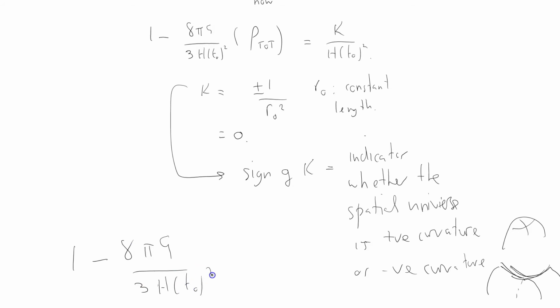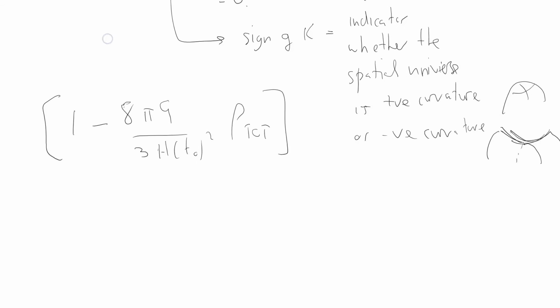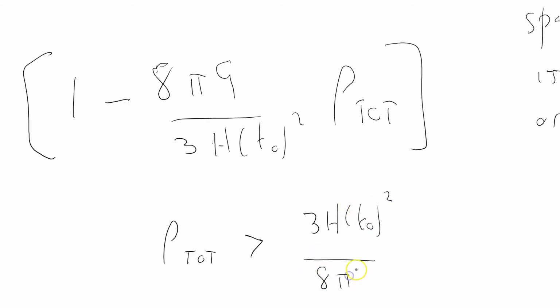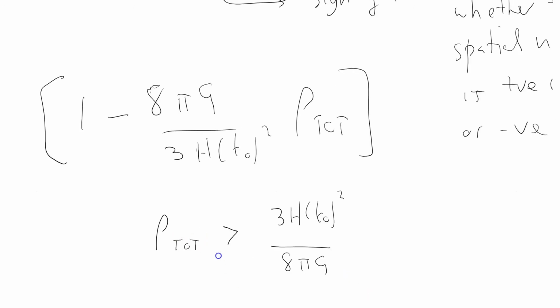So going back to this equation, we've got 1 minus 8 pi G over 3 H of t0 squared times rho total equals something whose sign gives you the curvature of the universe, because that's always squared, you see. It doesn't matter whether the universe is getting bigger or smaller because you're squaring it. So that tells me that if rho total is greater than 3 H of t0 squared over 8 pi G, rho is big enough, then that means that k is negative.